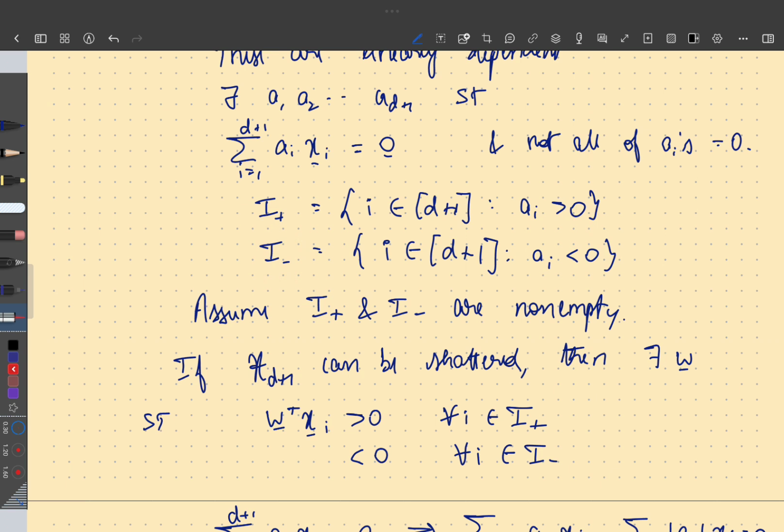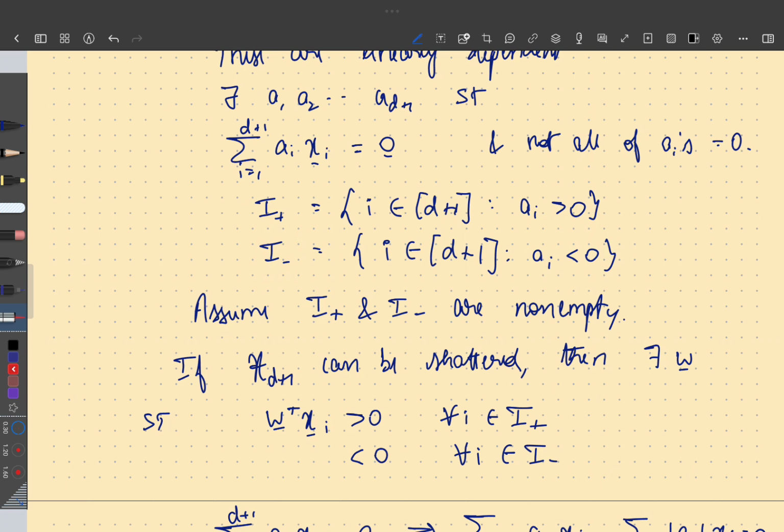You don't need them to be simultaneously non-empty, but I definitely need at least one of them to be non-empty. And that will always happen, because the vectors are linearly dependent. Therefore there's some non-trivial linear combination that gives me the 0 vector. That's why I'm defining those indices, for which the coefficient is greater than 0 and for which it is less than 0. So, just a definition.